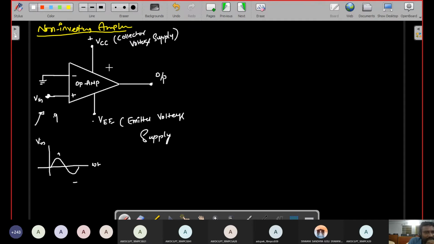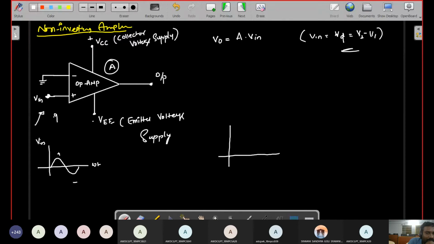Okay, so what is the gain of this amplifier? Capital A is the gain of the amplifier. So the output voltage V0 is gain times the input voltage Vin. Here input voltage Vin is nothing but the difference of voltage, V2 minus V1. So whatever input voltage is given, the difference of that input voltage is amplified at the output. So finally we get the output voltage, which is obviously amplified, but it is in phase with the input voltage.